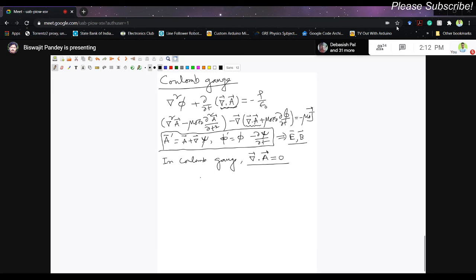So that is the idea of gauge transformation. Now you see, if I plug in this condition in the first equation, what do you get? This is our familiar Poisson equation, which you have solved earlier in electrostatics. So Laplacian of phi equal to minus rho by epsilon naught.